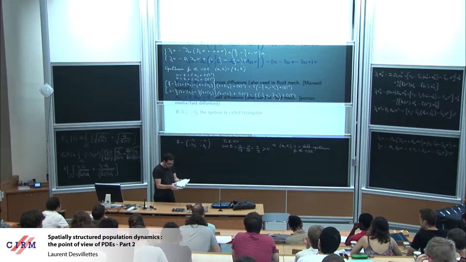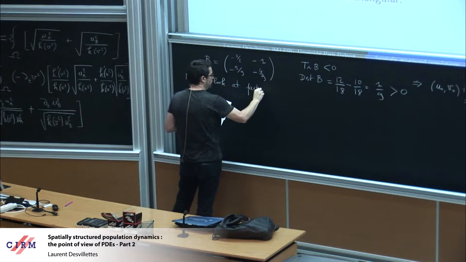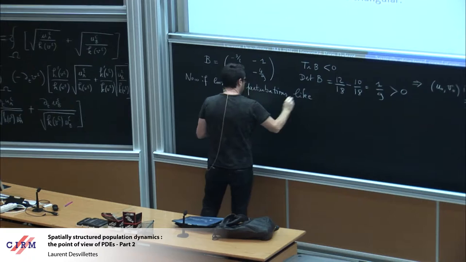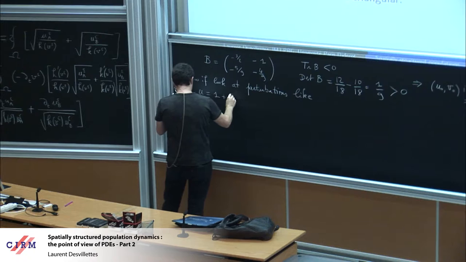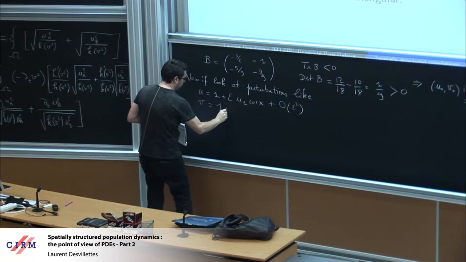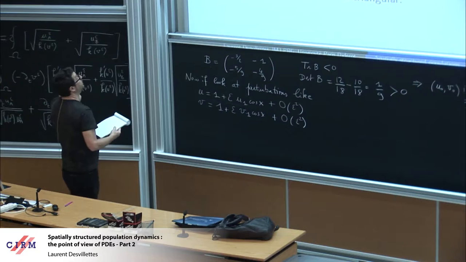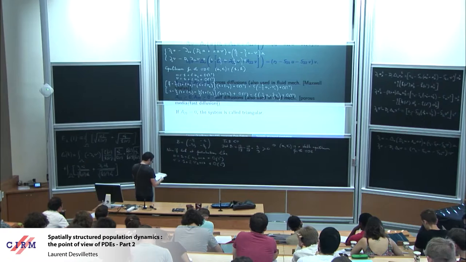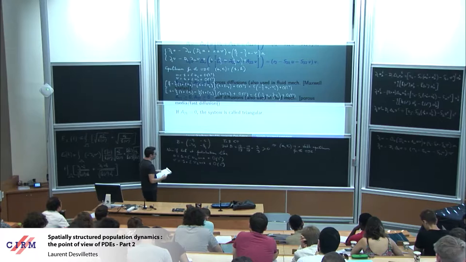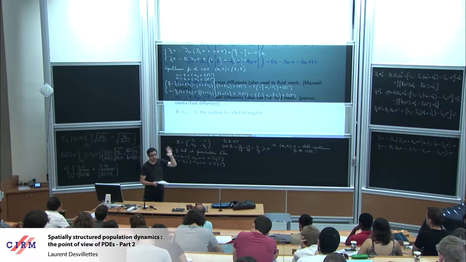So now, if we look at perturbations like, so u is 1 plus epsilon u1 cos x plus something of order epsilon square, and the same for v. And we plug this in the PDE above. It's clear that what will happen at the level of the right-hand side will be exactly the same as what we already computed, the only point being that the cosine of x will appear on the right-hand side.